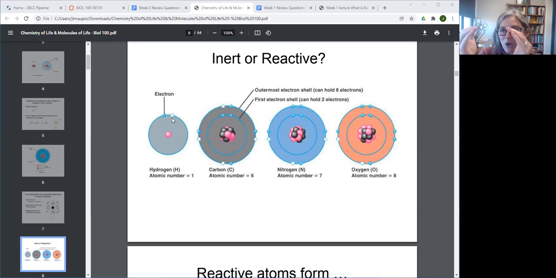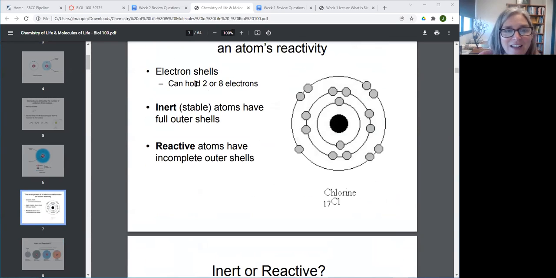And then when you go out from that, the shells can have up to 8. Okay, I'm going to go back to where it says that. Electron shells can hold 2, that's the innermost, or 8. And then they keep filling in. And if the most outer one is full, then the atom's not going to do anything. It's going to be inert. It's not going to be reactive at all.